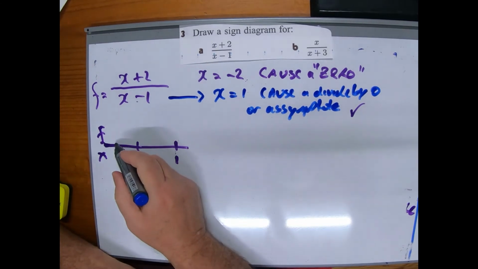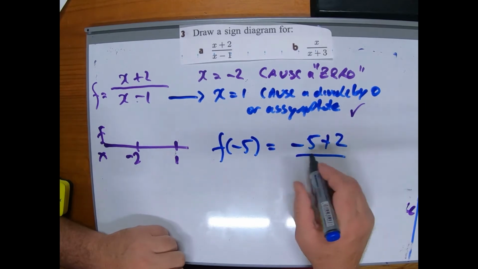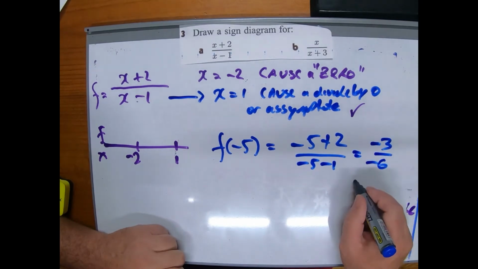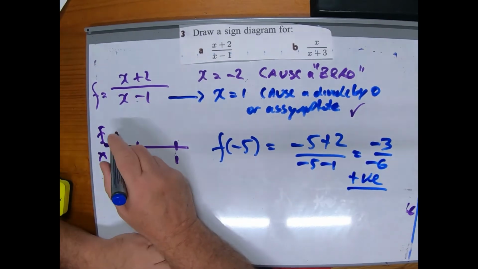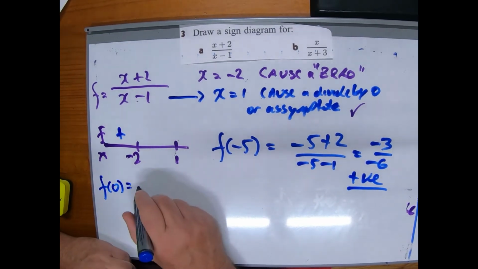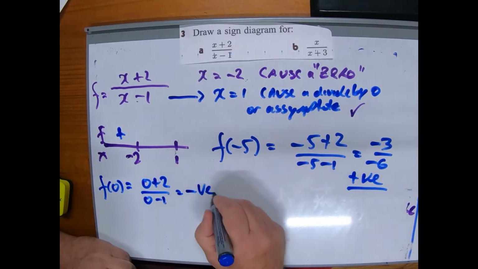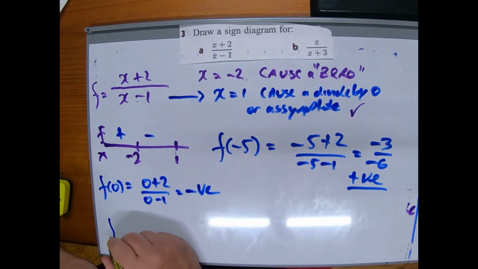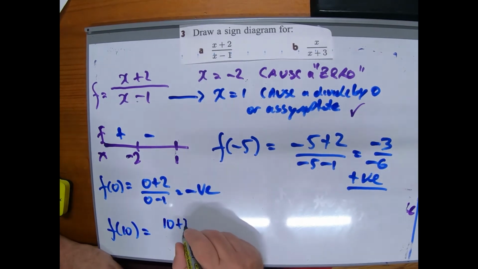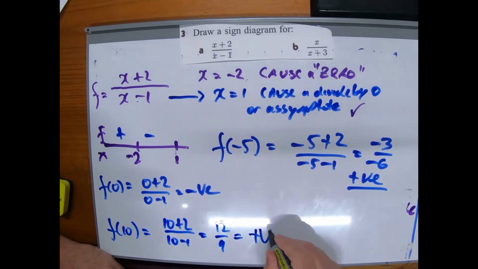let's choose a number out here. F of minus 5 equals minus 5 plus 2 over minus 5 minus 1, which would be minus 3 over minus 6. This is a positive value. Let's choose f of 0, so in between here, would equal 0 plus 2 over 0 minus 1, which is a negative value. Let's choose f of 10, which would be out here. 10 plus 2 over 10 take 1 is 12 over 9, a positive value.